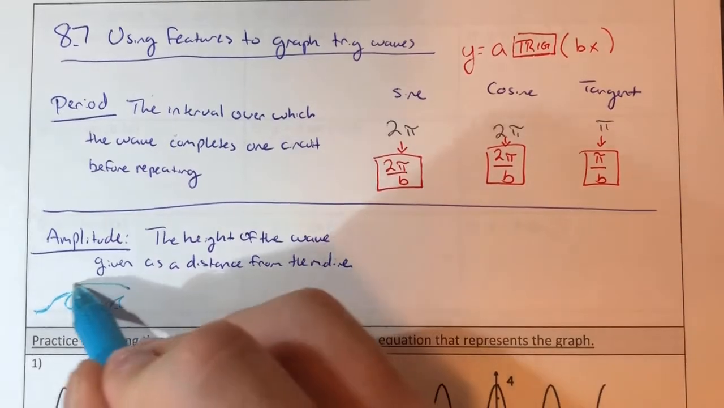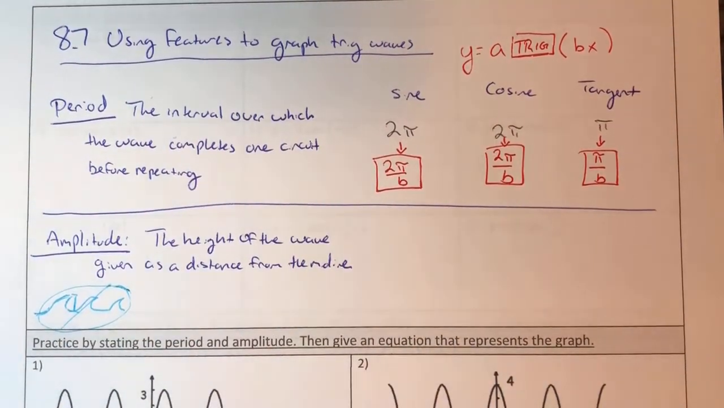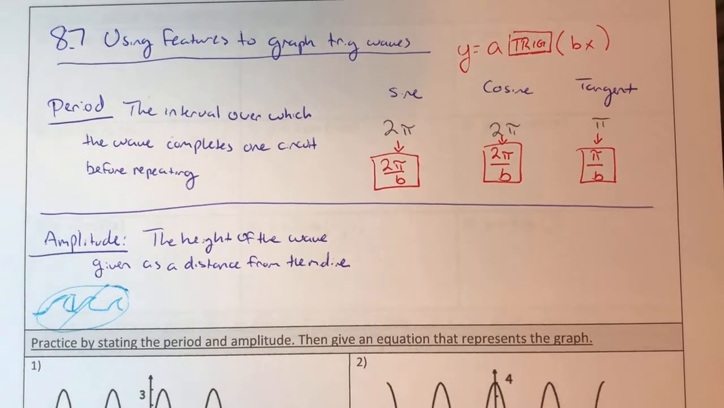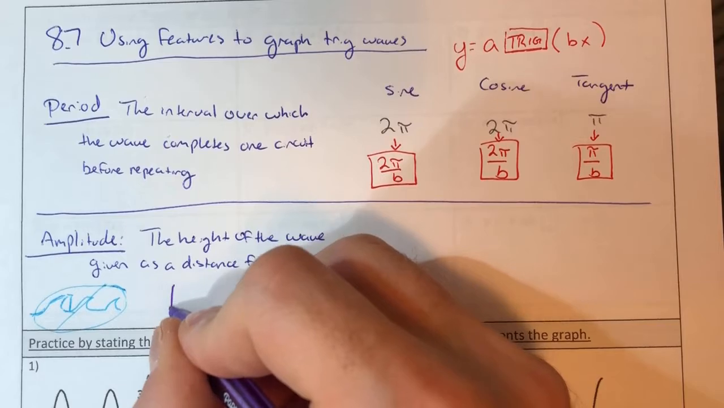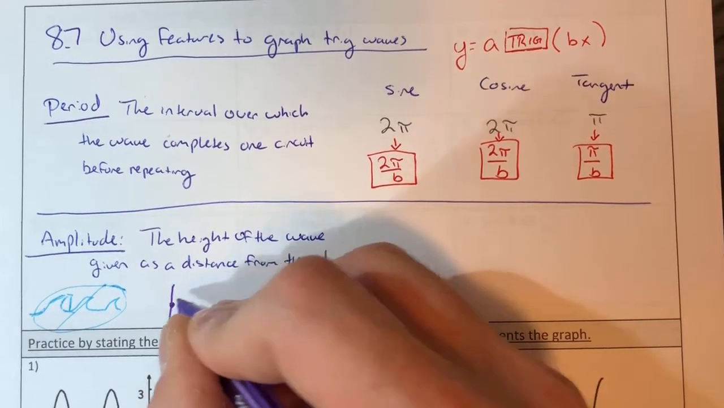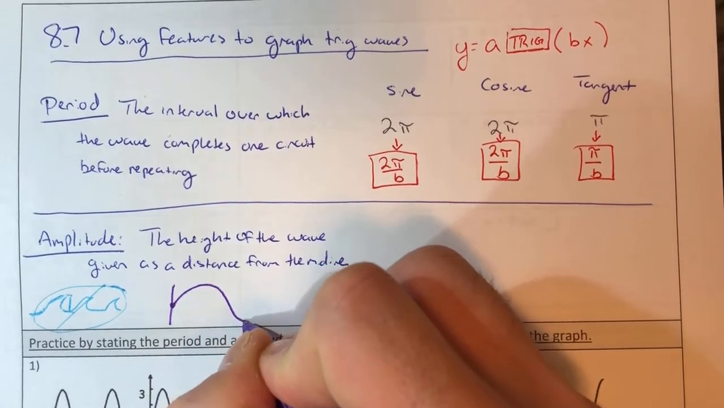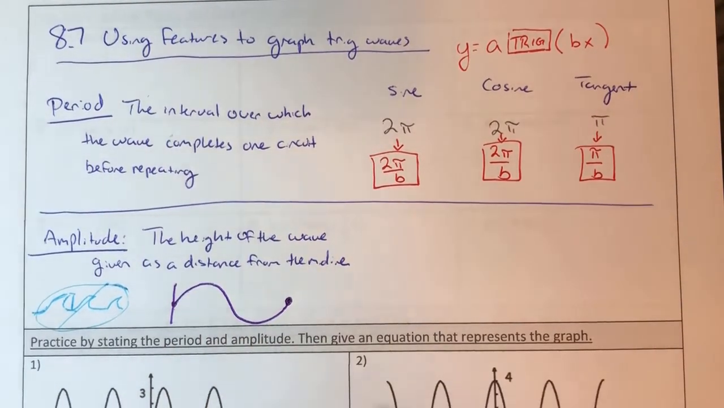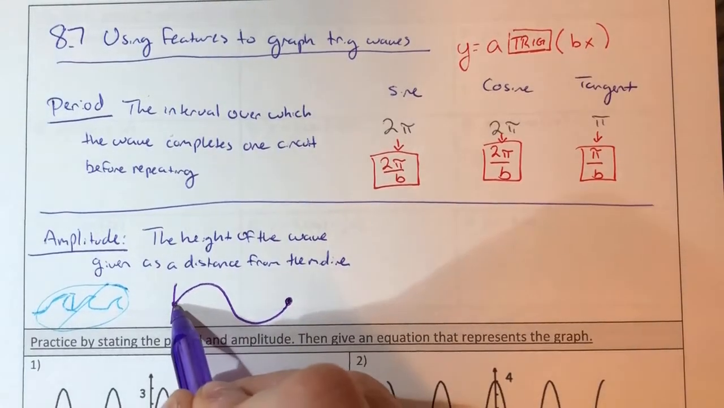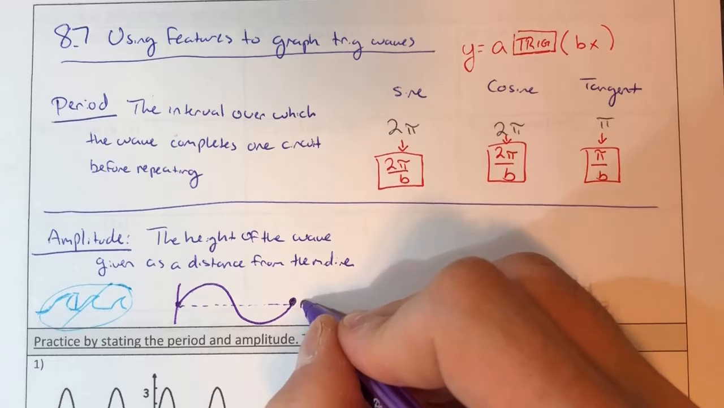Well, that's not going to be the case here. What we're going to do is we're going to measure the height of the wave from the midline. That means that if we have a graph, let's take a sine graph. So it's going to start here, and it's going to go up, it's going to go down, and it's going to come back up. The midline is the middle of this graph. So my midline is right here.